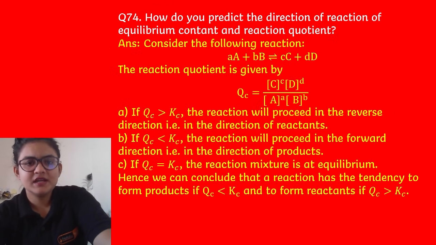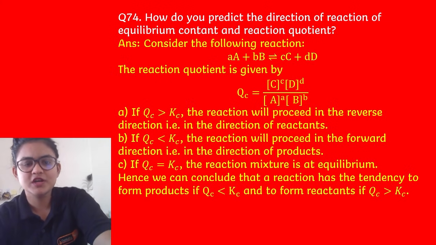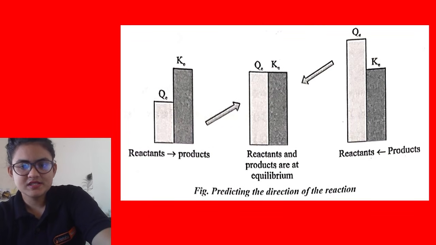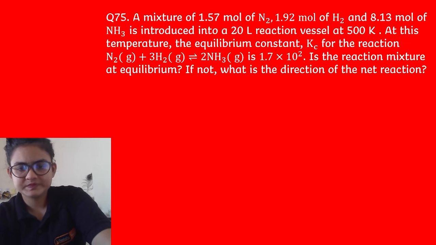Let's proceed. How do you predict the direction of reaction using the equilibrium constant and reaction quotient? There is a relation. If Qc is greater than Kc, then the reaction will proceed in the reverse direction, meaning backward. If Qc is lesser than Kc, then forward direction. If they are equal, then the system is in equilibrium. This is the condition I just told, taken from the NCERT.